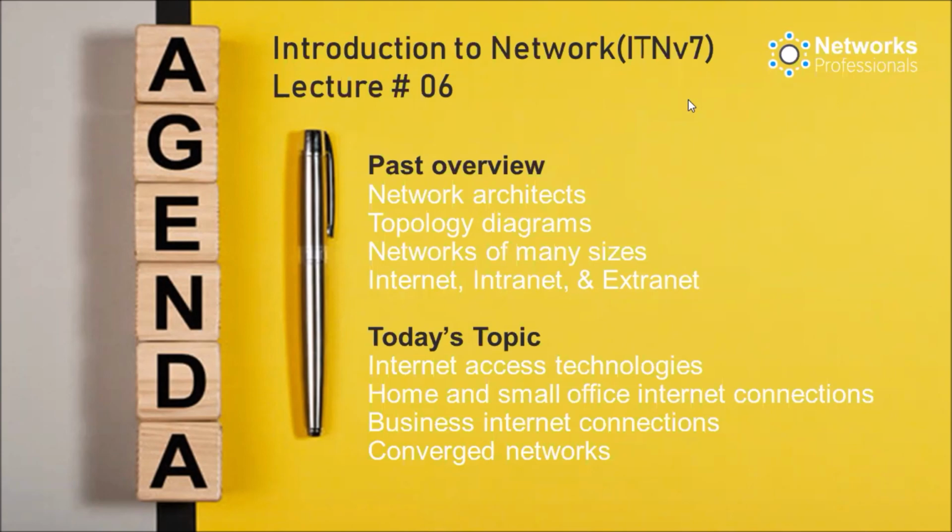In our previous lecture, we discussed network architectures, topology diagrams like physical and logical topologies, networks of many sizes like small office, home office network, medium to large network, and especially local area network and wide area network, and also discussed the terms internet, intranet, and extranet. Our today's topics are internet access technologies, home and small office internet connections, business internet connections, and finally we will discuss network convergence or converged network.